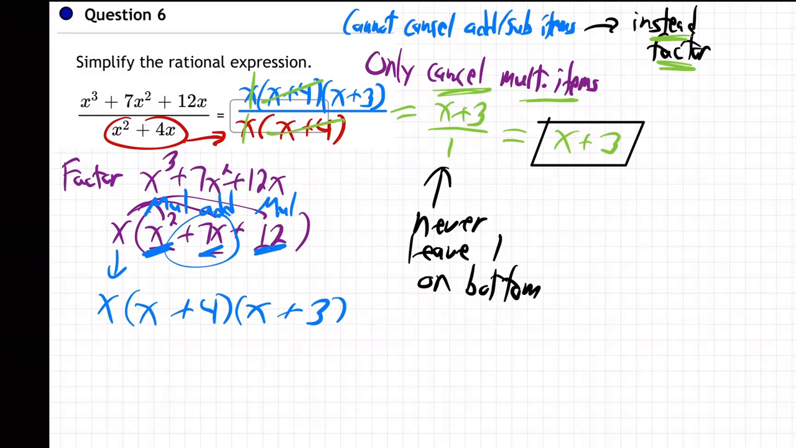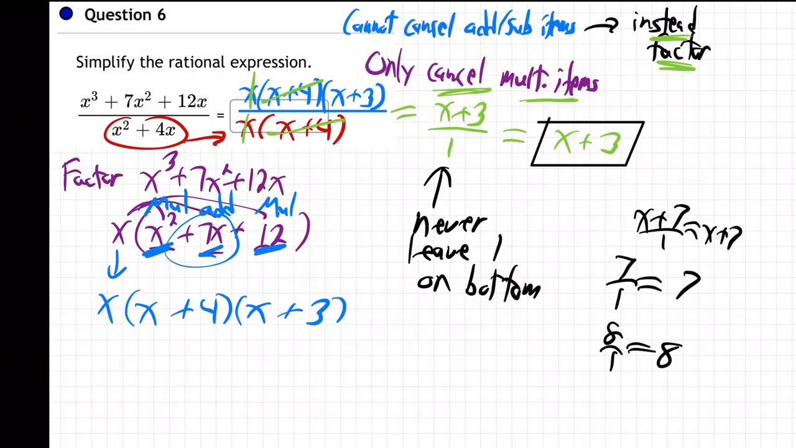Anything divided by 1 is just, think about 7. 7 divided by 1 is just 7, or 8 divided by 1 is just 8, or x plus 7 over 1 is just x plus 7, right? Dividing by 1 does nothing, right? 1 goes into 7, 7 times, or 1 goes into 8, 8 times, right? You never leave a 1 on the bottom. The answer is just x plus 3.